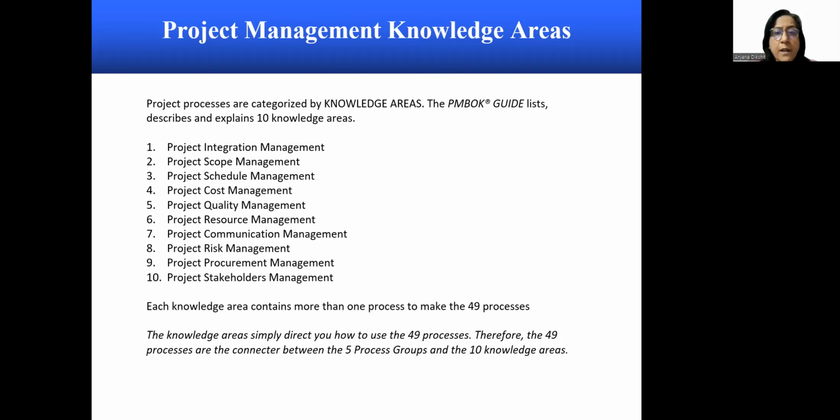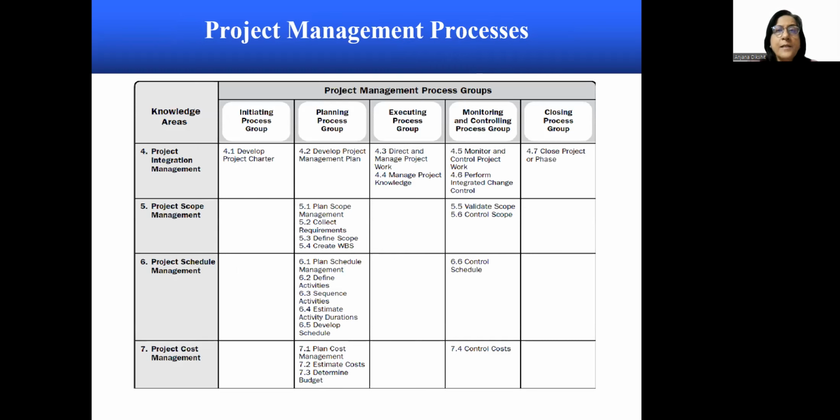Each knowledge area contains more than one process to make the total 49 processes. The knowledge areas simply direct you how to use the 49 processes. Therefore, the 49 processes are the connectors between the 5 process groups and the 10 knowledge areas. So this table illustrates the connection between the knowledge areas and the process groups and lists out all the 49 processes.